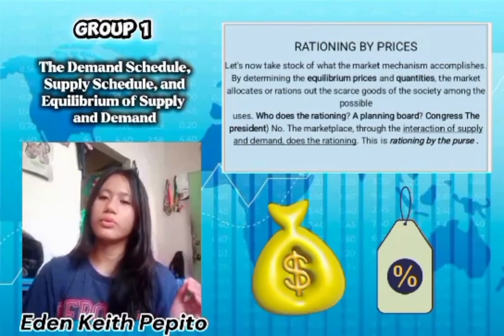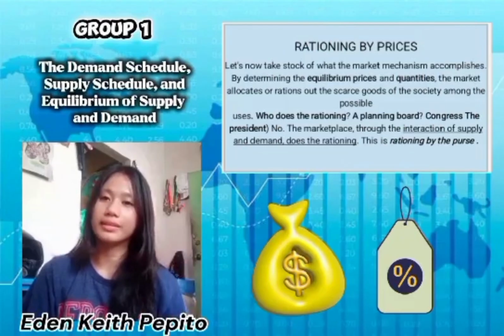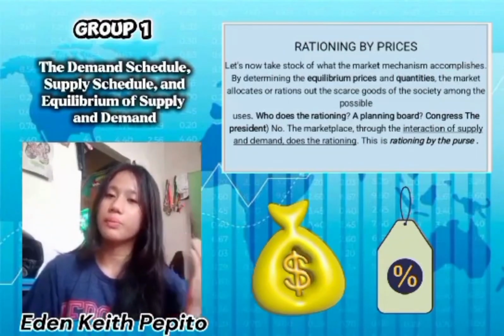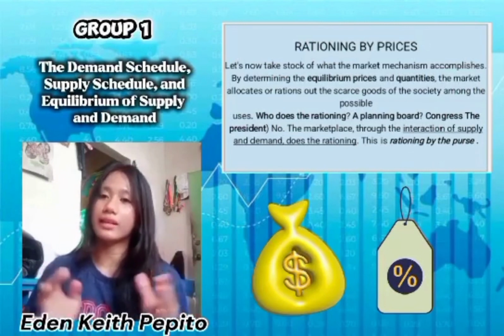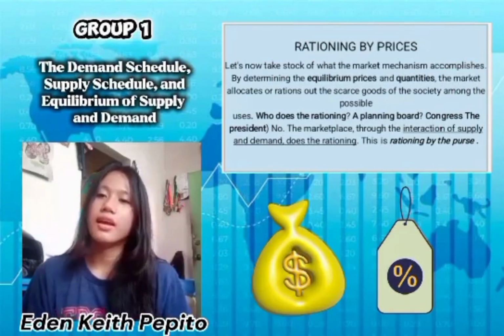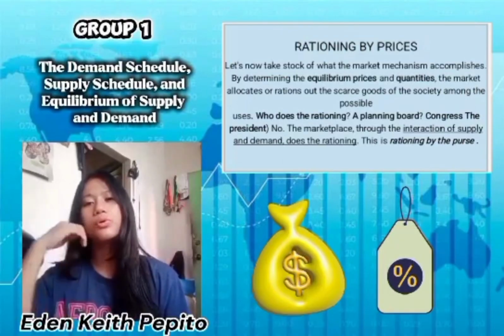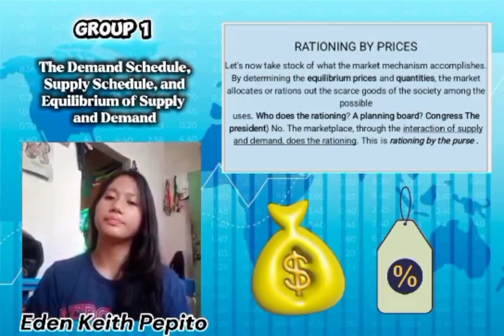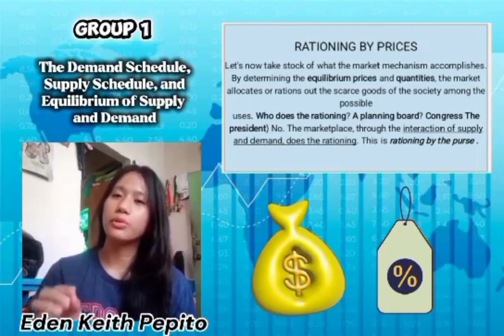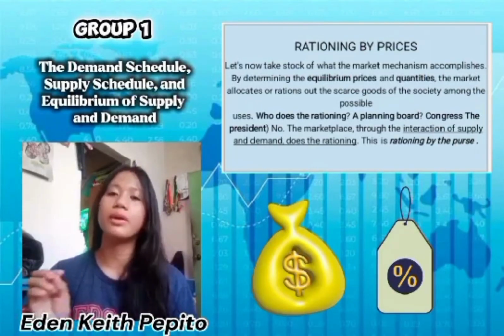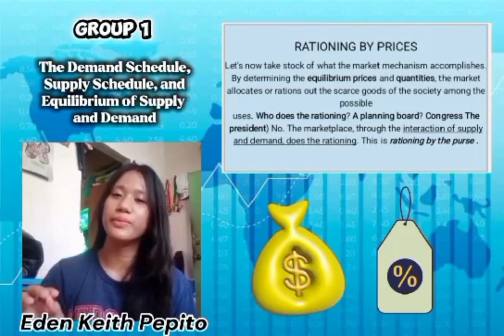Last week, we discussed the market mechanism, where supply and demand interact to set prices and distribute resources. So through the interaction of supply and demand, the equilibrium prices happen.